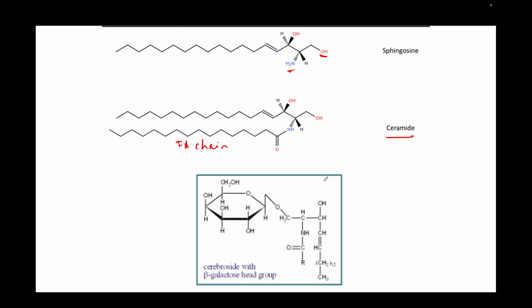Now, in the ceramide structure, if I attach another polar compound to this OH, so let us say I attach a sugar, it will become a glycosphingolipid. If I attach a phosphate group, it will become a phosphosphingolipid. So, whatever is attached to this OH, the nomenclature goes based on that. Glyco means sugar. So, any sugar attached to the ceramide will make it a glycosphingolipid.